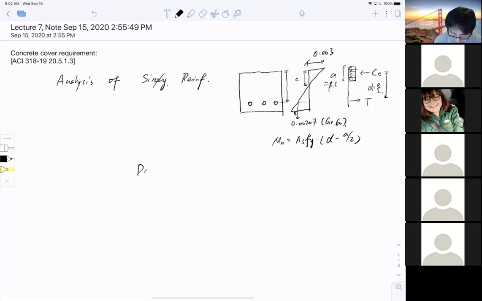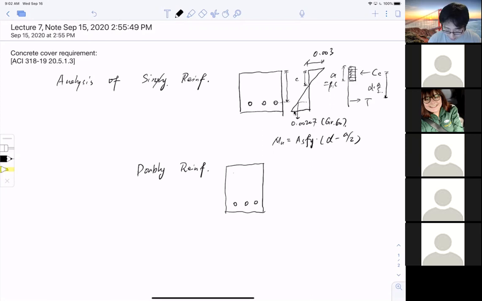For doubly reinforced section, recall things are a little bit different. I still have the section right here, but instead of only the tensile reinforcement, I also have compressive reinforcement on top. So in the strain diagram, not only do I now have the compressive strain in the concrete, which is right here, 0.003, okay? We also have tensile strain here, and compressive strain here, so this is epsilon s prime, this is epsilon s, okay? So this is a new strain distribution.